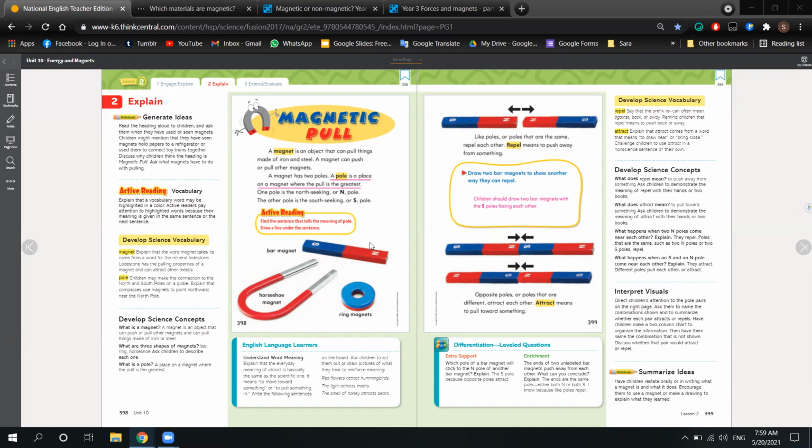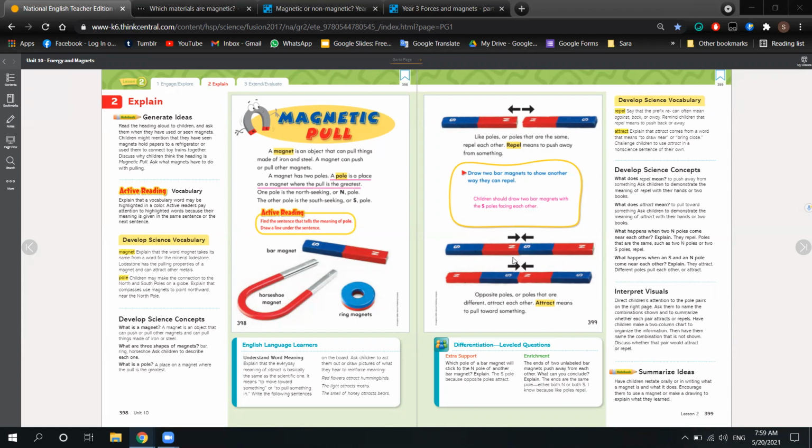As we learned about the word repel, it means to push away from something. And I told you that magnets repel each other when the two poles are the same. For example, the north seeking pole is in front of the north seeking pole. That is how magnets repel each other.